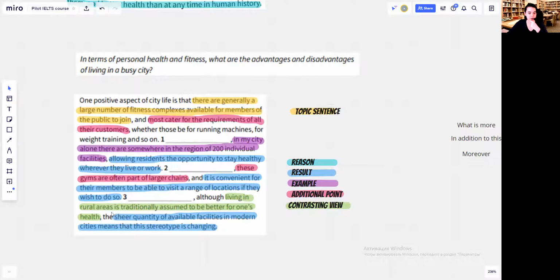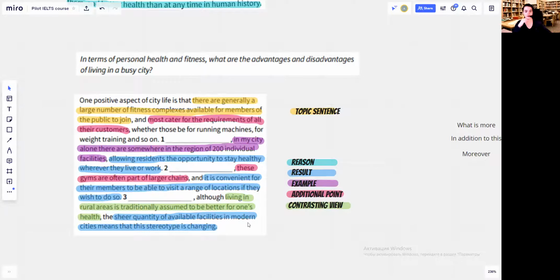Although living in rural areas is traditionally assumed to be better for one's health, the sheer quantity of available facilities in modern cities means that this stereotype is changing. Now, this is tricky, isn't it? It's got two functions in one. But I would concentrate on the blue one, which is a result. Now, linkers that help us express a result are thus, therefore, or consequently, any of which would fit in nicely.